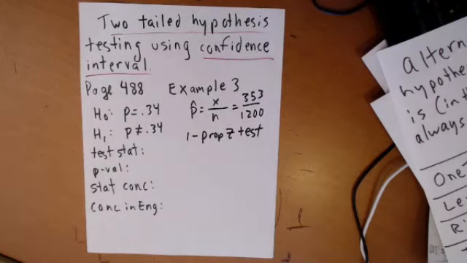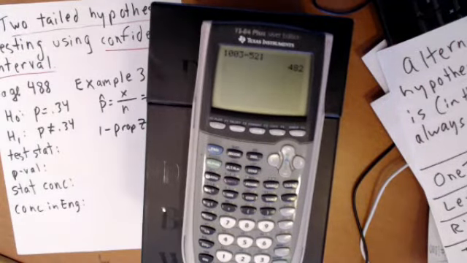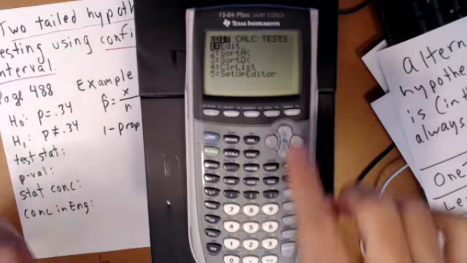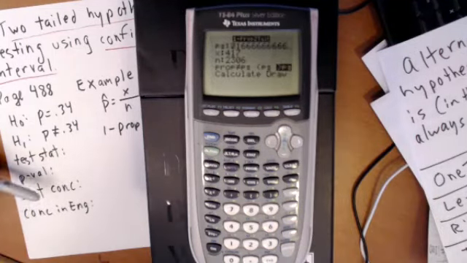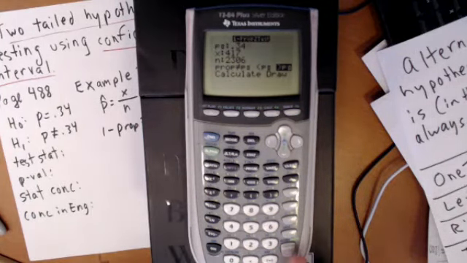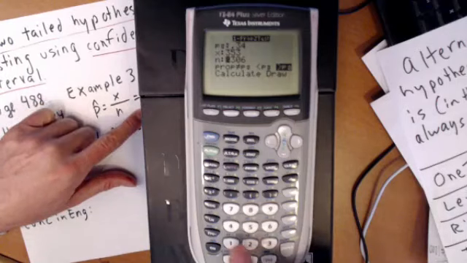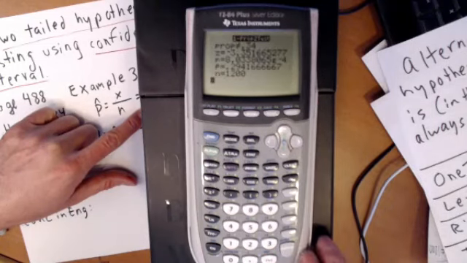I'm just going to throw this into my calculator using a 1 prop Z test. Clear, stat, tests, 1 proportion, 1 prop Z test, enter. What's the P naught? 0.34, enter. The X, 353, enter, N, 1,200, enter. Choose that symbol, two-tail, so enter. Slide down to calculate, enter.